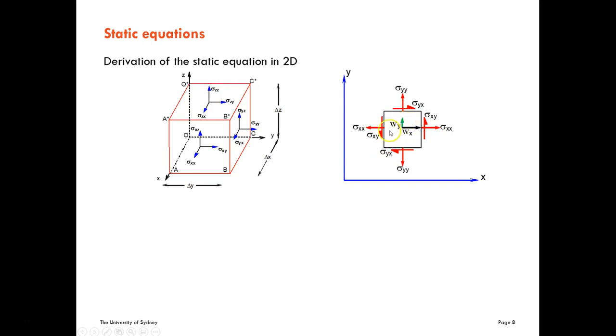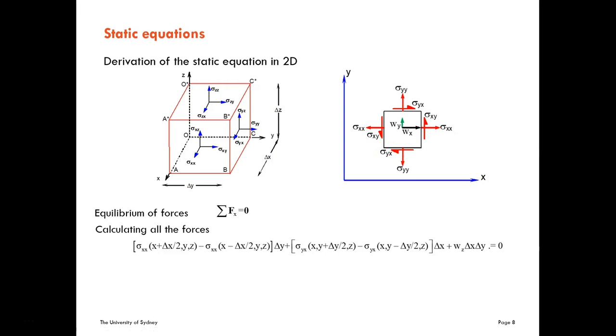So we need to do the balance of forces in this element. So what we do is the equilibrium of forces. We have to calculate all the forces in this element. So let's start by assuming that this point is x, y. It means that this point is x plus delta x/2, y, and this point is going to be x minus delta x/2, y.